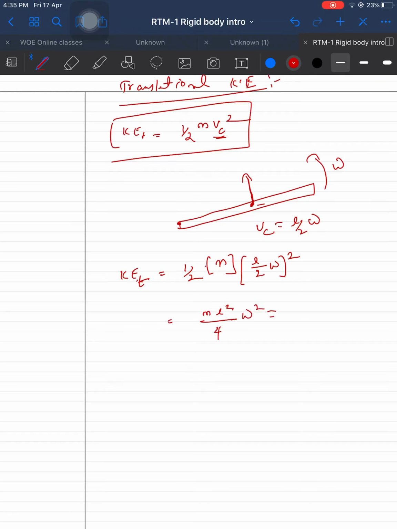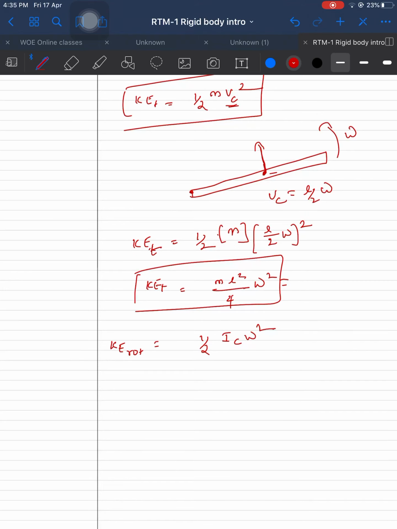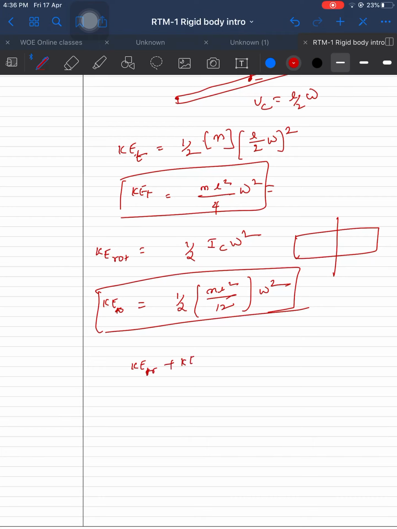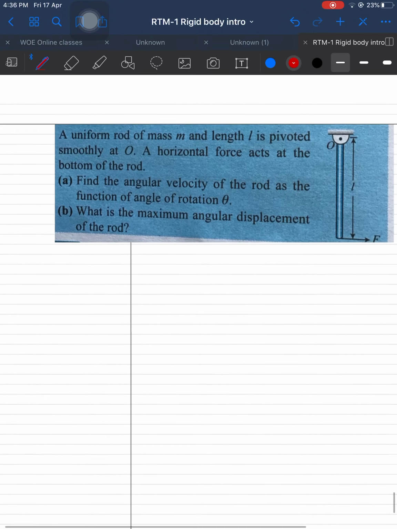And what is the kinetic energy in rotational? Rotational kinetic energy is equal to half I about the center of mass into omega square, whatever may be the axis. What is the moment of inertia about the center? m L square by 12 into omega square. If you add translational plus rotational kinetic energy, you will get the total kinetic energy, which is nothing but half I omega square, half m L square by 3 into omega square. This term you should get. Hope you understand. Next we go to the other question.